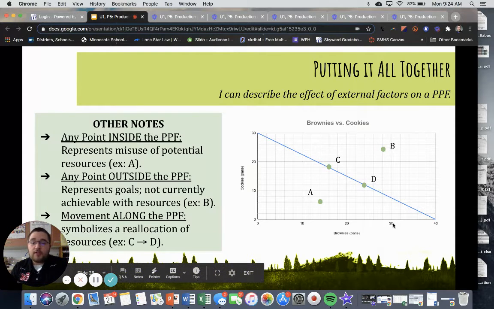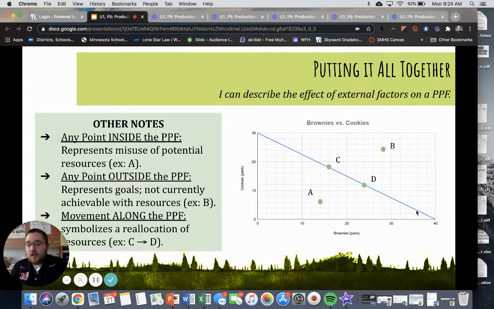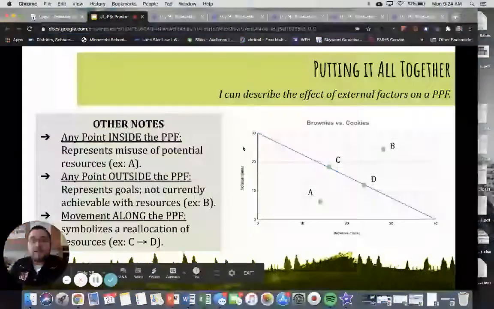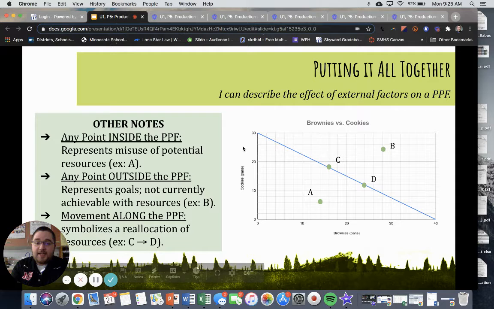So, other things I want to point out on our PPF curve. Any point inside of the PPF curve represents misuse of potential resources. Point A on this graph symbolizes that. Theoretically, we should be anywhere along this line at any given point within our business, because that shows we are efficiently allocating our resources to produce brownies or cookies, whether we're producing 30 cookies and 0 brownies, or somewhere along the middle like point D, for example. That shows efficient use of what resources we have, and that's a good thing.